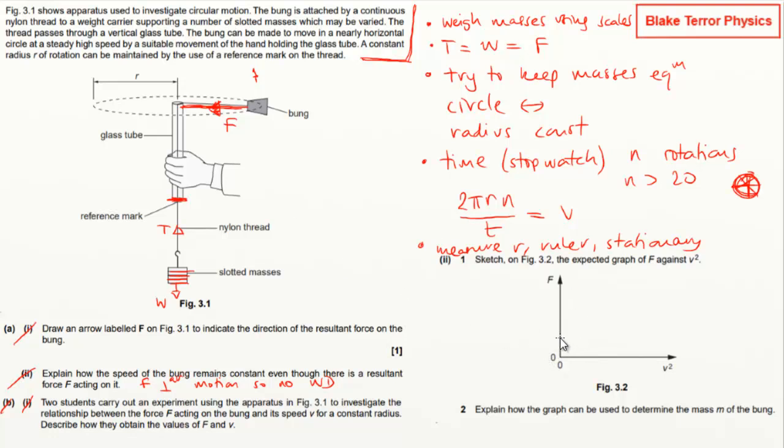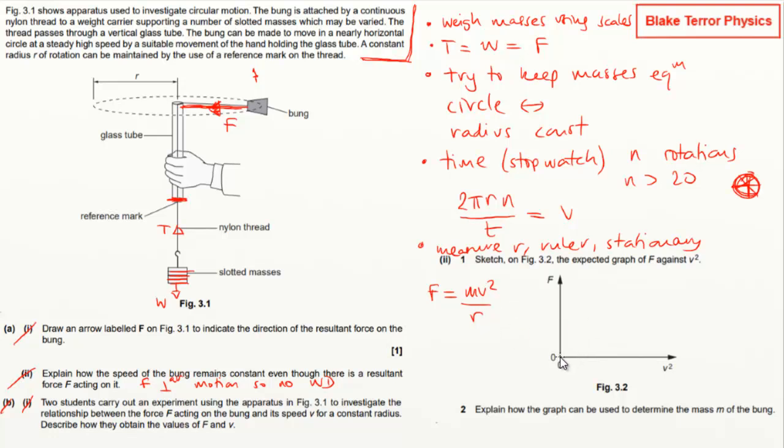Sketch on figure 3.2 the expected graph of F against v squared. So we've got F equals mv squared over r. That's our Newton's second law with the acceleration that we get in circular motion.